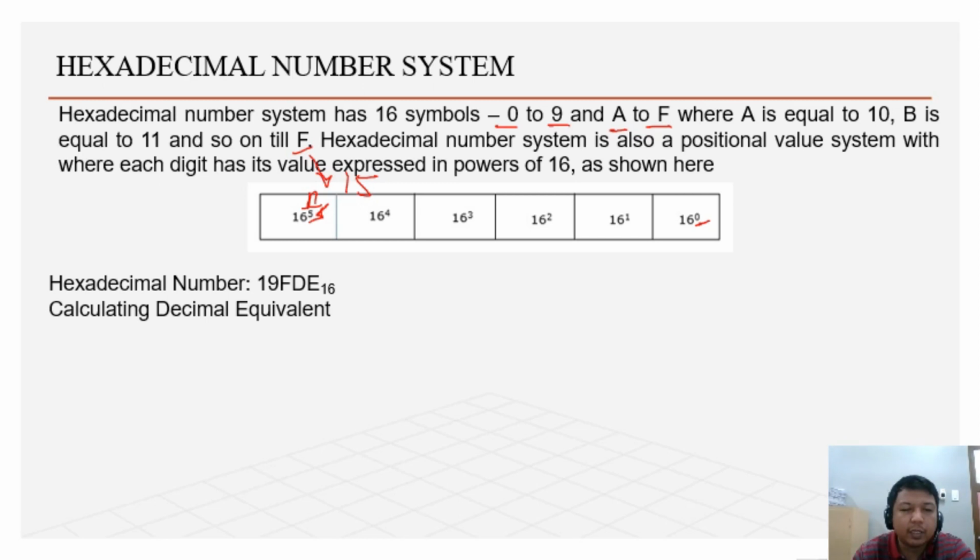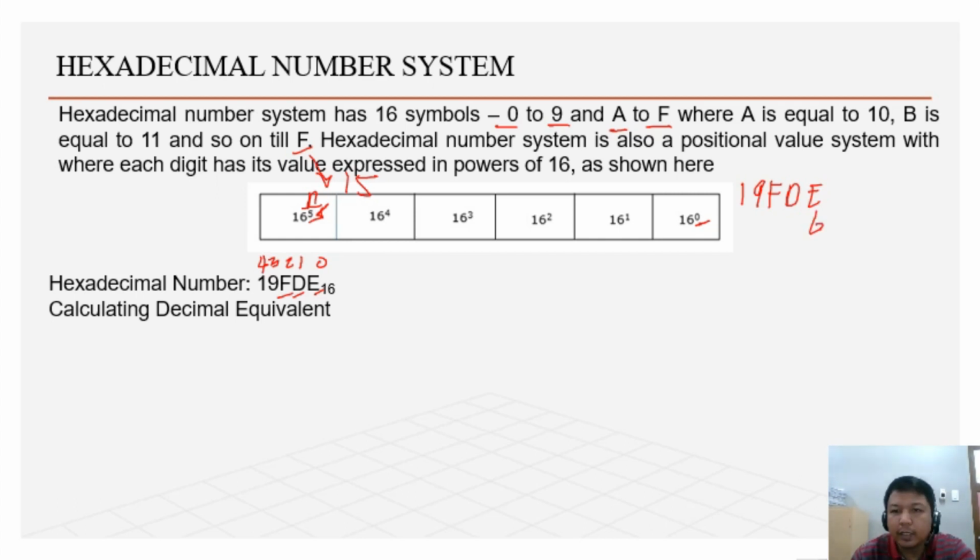We have the hexadecimal number 19FDE. We said that E is 14, D is 13, F is 15. So we are going to calculate the equivalent decimal of this hexadecimal value like our octal. So if I am going to rewrite it here, you have 19FDE. So the least significant begins at position 0, 1, 2, 3, and then 4.